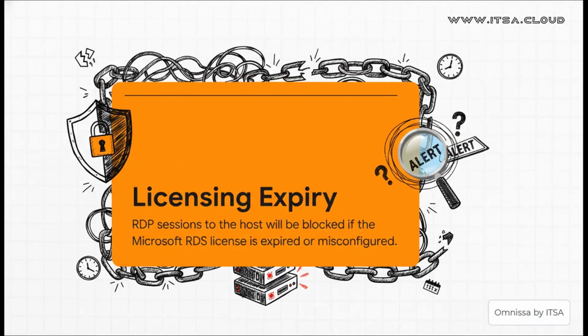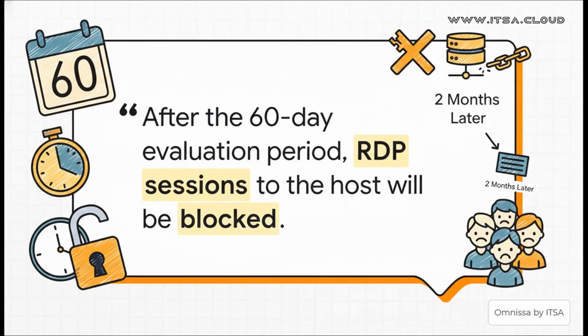Our second culprit is one that can bite you hard: licensing. Specifically, we're talking about your Microsoft RDS license. If that thing expires or gets misconfigured, your system just stops. It won't allow any more RDP sessions. It is an absolute showstopper. In this scenario, it happens all the time. Someone sets up a new environment using that 60-day evaluation license, which is great, until they forget to install the real client access licenses, the CALs, before time runs out. What happens? Bam, a total system-wide lockout, exactly 2 months after it was set up.